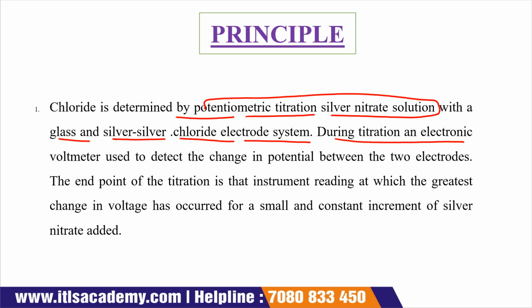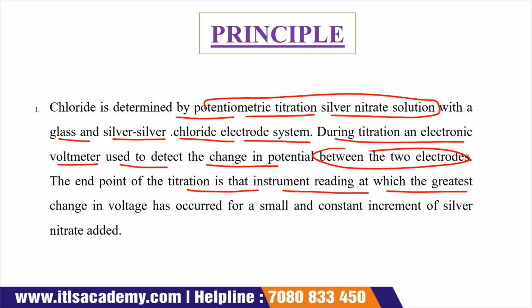During the titration, an electronic voltmeter is used so that it will detect any change which occurs in the potential between the two electrodes. The end point of the titration is the instrument reading at which the greatest change in voltage has occurred for a small and constant increment of silver nitrate added. This is the principle of this experiment. Now the introduction is completed, the principle is completed.